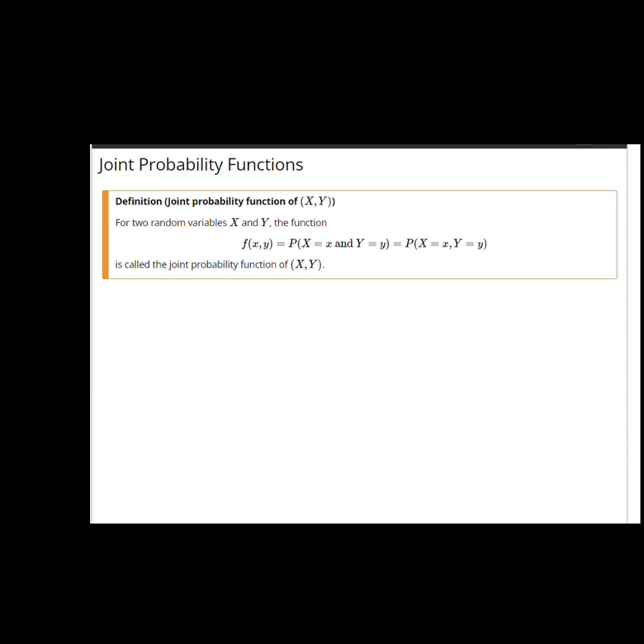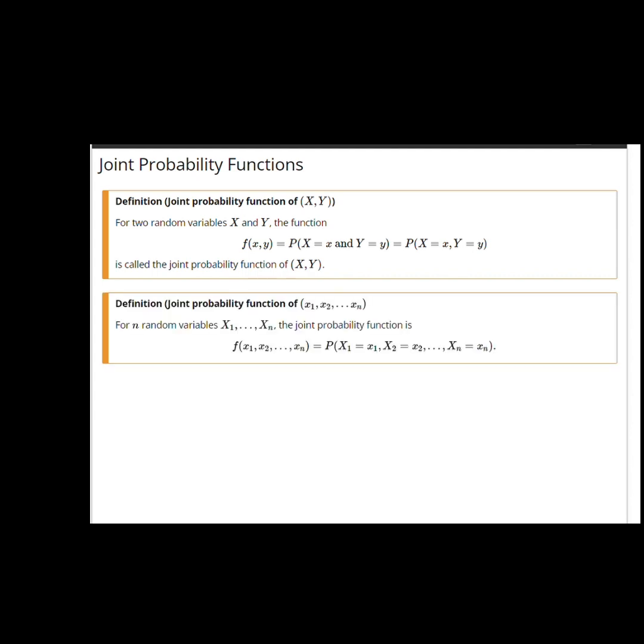The joint probability function, usually denoted f of x comma y, is the probability of a specific pair of values, x, y, or the probability that the random variable x takes a specific value, little x, and y takes the value, little y. In such expressions, we often replace the word "and" by a comma. And this function, f of little x comma y, is called the joint probability function of the two random variables.